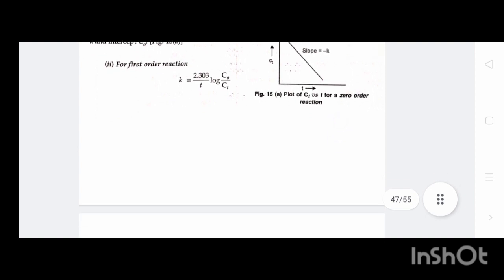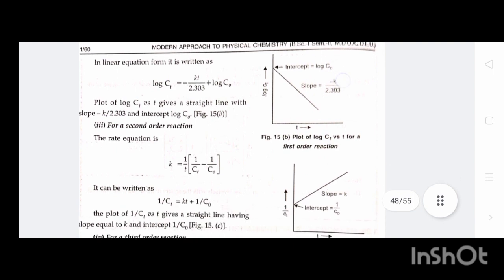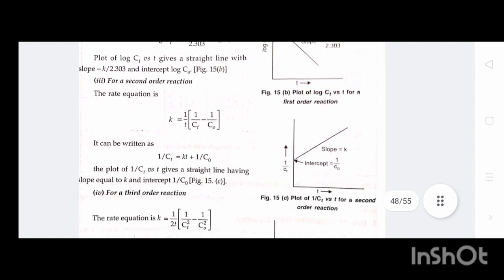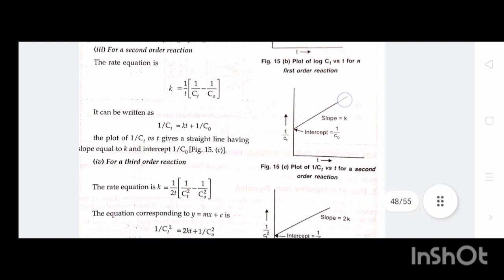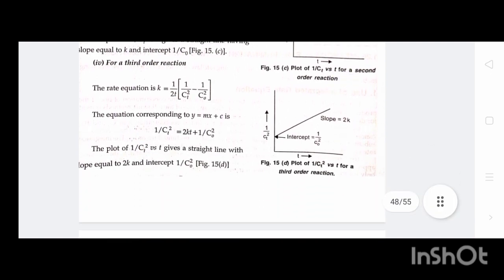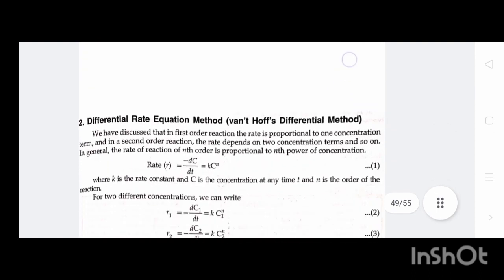For a zero order reaction, K equals 1 by t into C naught minus Ct. For a first order reaction, K equals 2.303 divided by t log C naught divided by Ct. For a second order reaction, K equals 1 by t into 1 by Ct minus 1 by C naught. For a third order reaction, K equals 1 by 2t into 1 by Ct square minus 1 by C naught square.